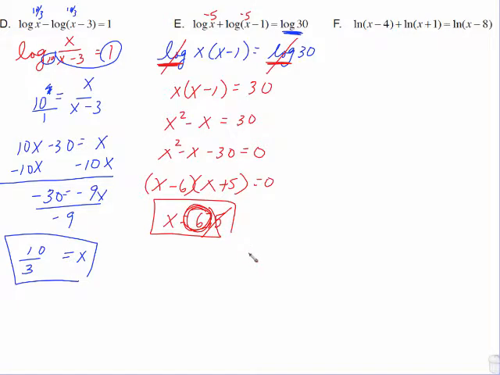Does this mean every time you solve a log equation that you're going to have to throw out one answer? No. Sometimes you keep both answers. Sometimes you throw out both answers. So it just depends on the numbers.